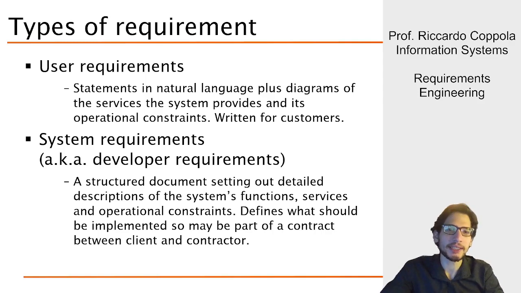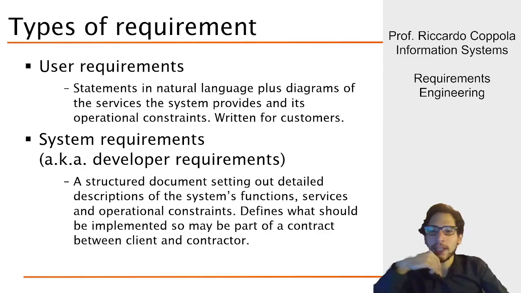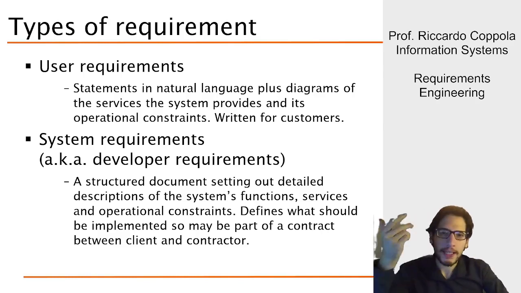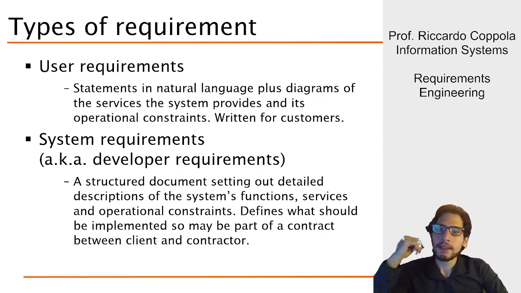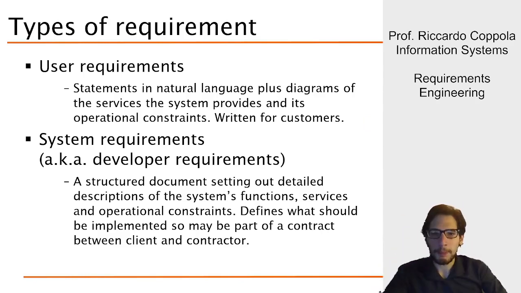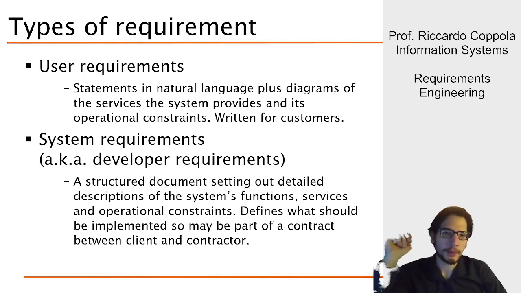System requirements are instead used as a starting point to perform the real design, and they will define a lot of details that are useful to implement and actually code the system. Typically inside the requirements document I will have a part for the user requirements and a part for the system requirements, because they are two fundamentally different levels of detail for the same concepts.